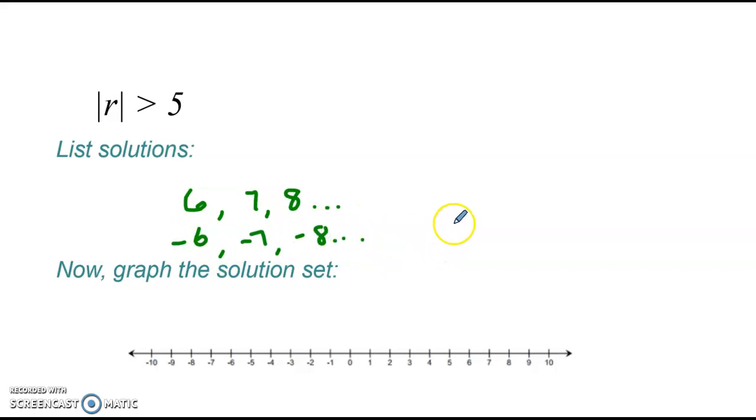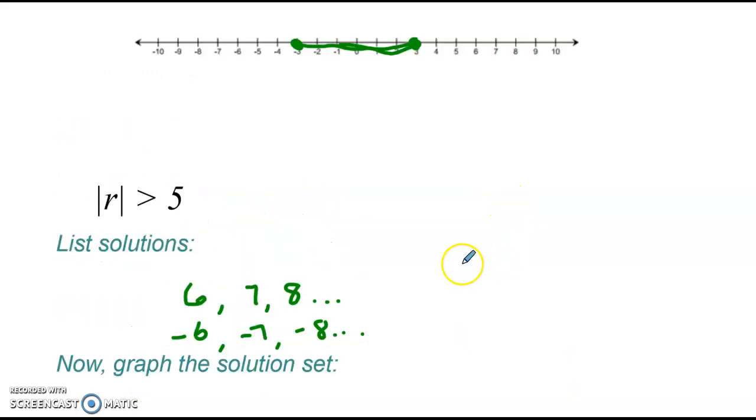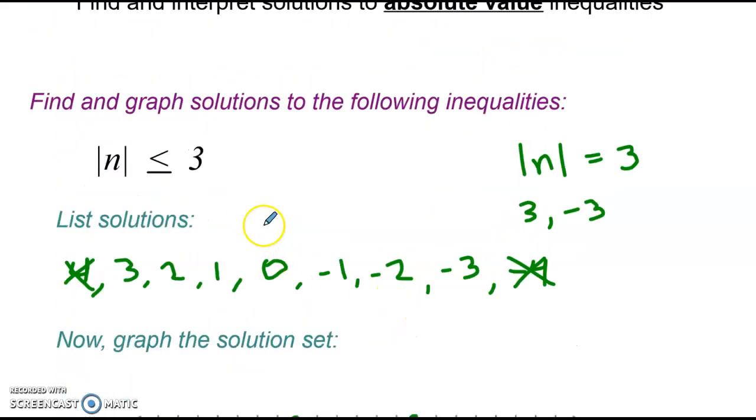So you're going to see this looks sort of like our OR statements from before. r can be any number that is, well, if I find 5 here, circle it with an open circle, because any number larger than positive 5 will make this statement true. However, in addition to that, any number less than negative 5 will also be true.